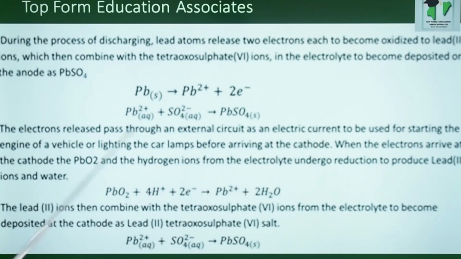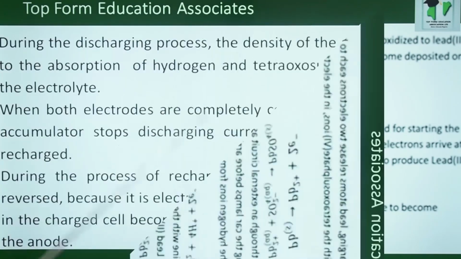When the electrons arrive at the cathode, the lead(IV) oxide and the hydrogen ions from the electrolyte undergo reduction to produce lead(II) ions and water. The lead(II) ions then combine with the sulfate ions from the electrolyte to become deposited at the cathode as lead(II) sulfate.